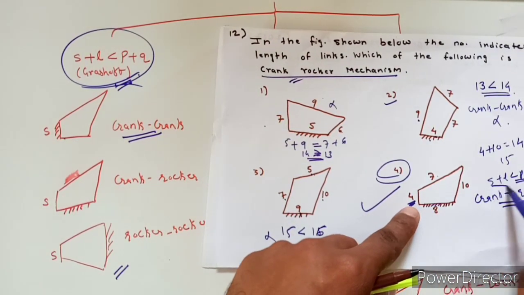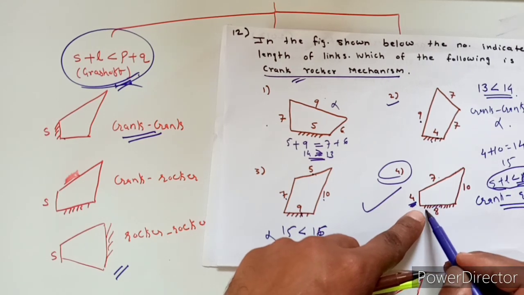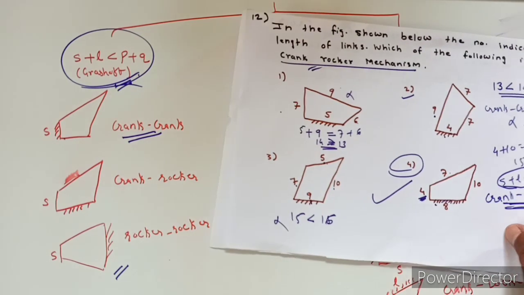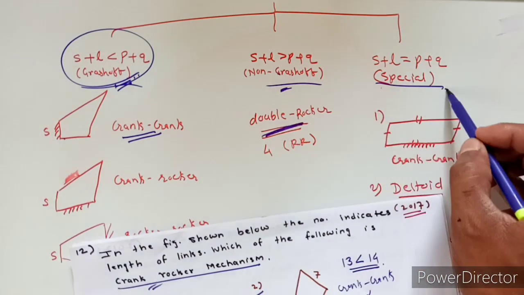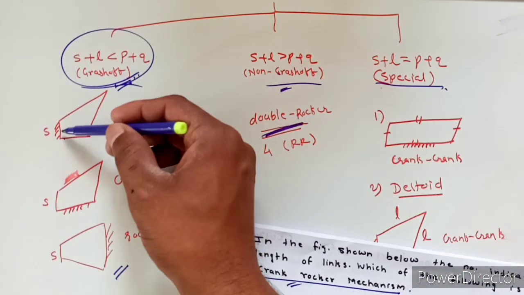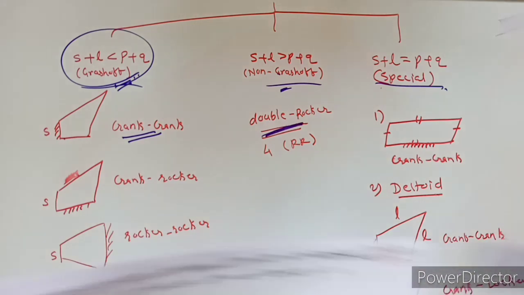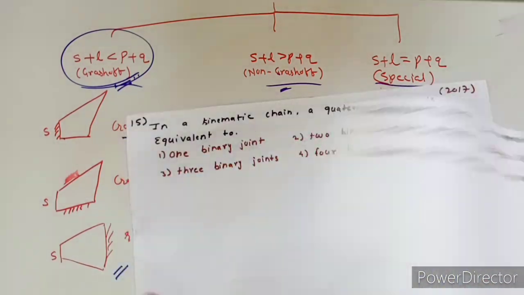This is a Grashofian linkage because S plus L is less than P plus Q, and the link adjacent to the shortest link is fixed. So this is a crank rocker mechanism. To solve such kind of problems, first of all, you have to identify the class of the mechanism, and then you will look for the link which is fixed. You will remember this tree which will help you to solve such kind of problems.